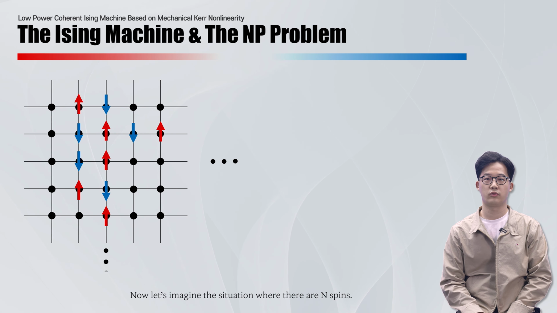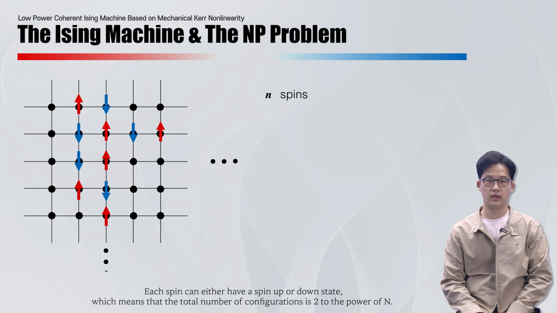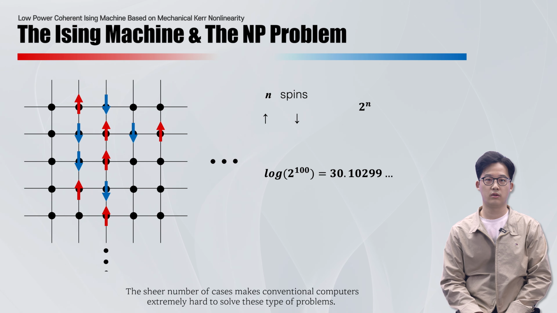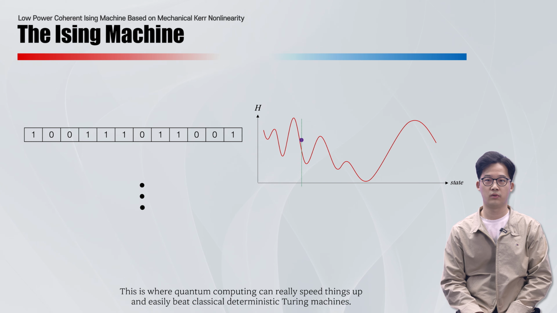Now let's imagine the situation where there are n spins. Each spin can either have a spin up or down state, which means that the total number of configurations is 2 to the power of n. So even for just 100 spins, we have over 1,000 billion possibilities, and that is a 1 with 30 zeros behind it. The sheer number of cases makes it extremely hard for conventional computers to solve these types of problems. This is where quantum computing can really speed things up and easily beat classical deterministic Turing machines.